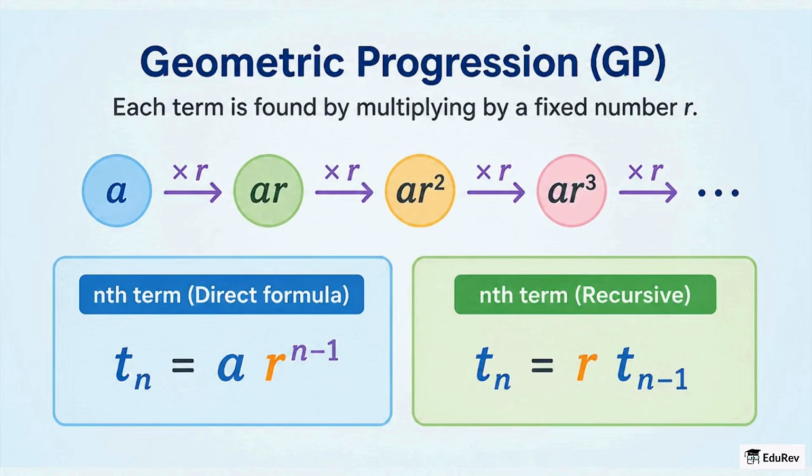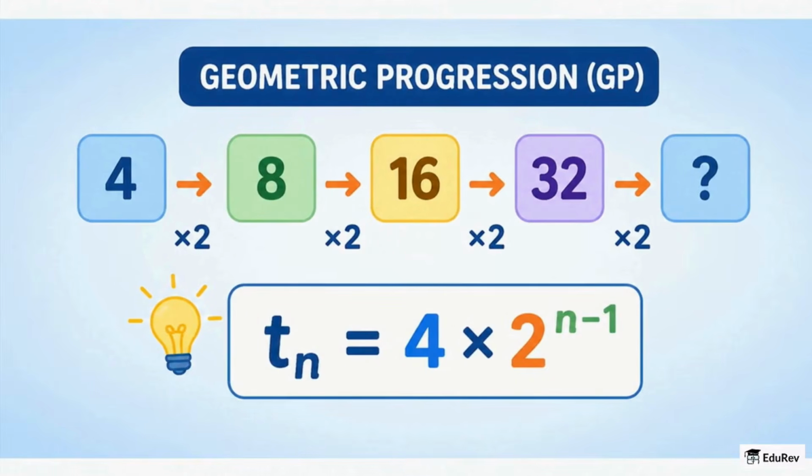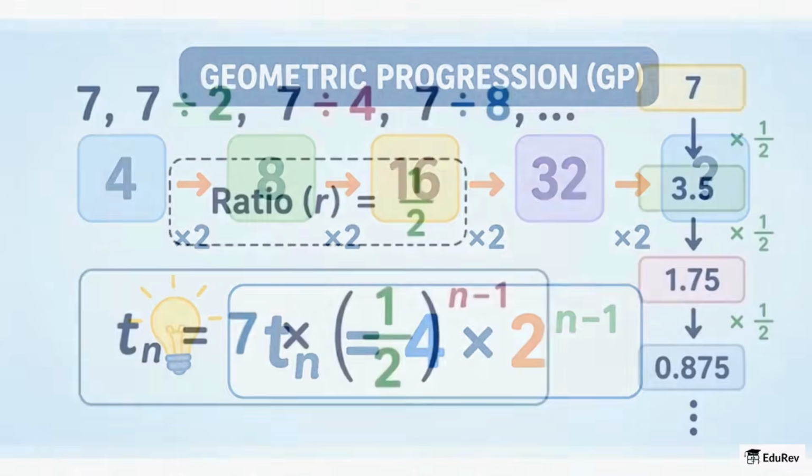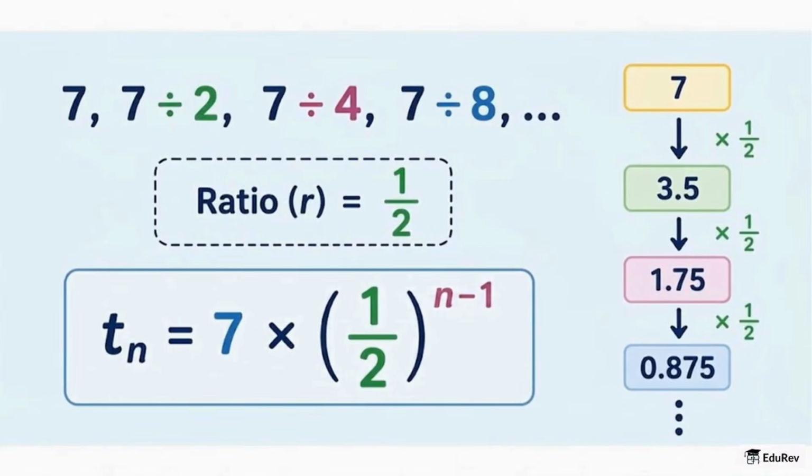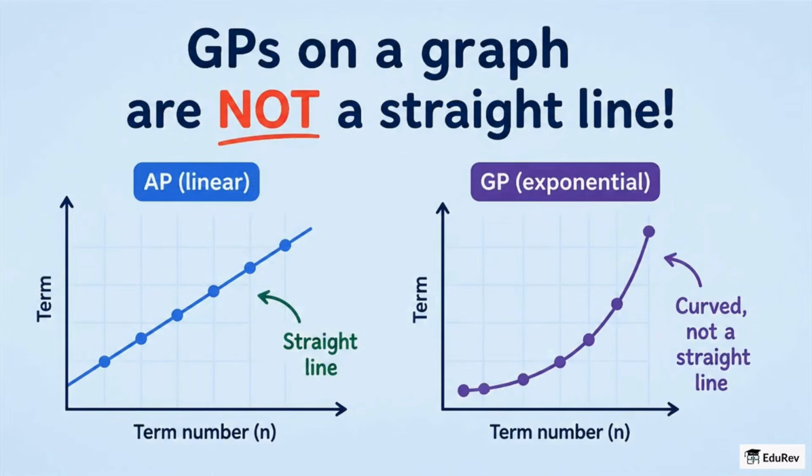Example: 4, 8, 16, 32 has ratio 2. So t sub n equals 4 times 2 to the power n minus 1. Example: 7, 7 divided by 2, 7 divided by 4, 7 divided by 8 has ratio 1 divided by 2. And t sub n equals 7 times 1 divided by 2 to the power n minus 1. GPs plotted on a graph do not make a straight line. They show exponential growth or decay.